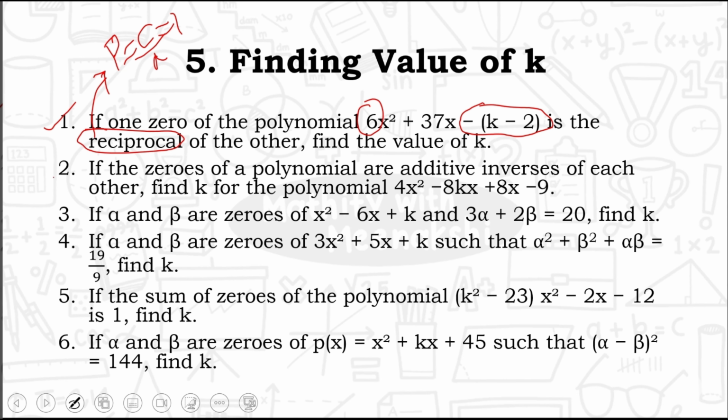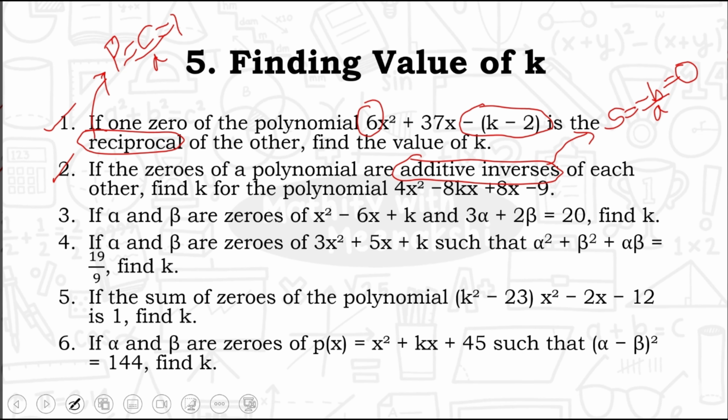Let's move to the second question. If the zeros of the polynomial are additive inverses, whenever the word is additive inverse, you know that if one zero is alpha, then the other one is minus alpha. So in this, your sum is always 0, so just put minus b by a as 0 to get the value of k.